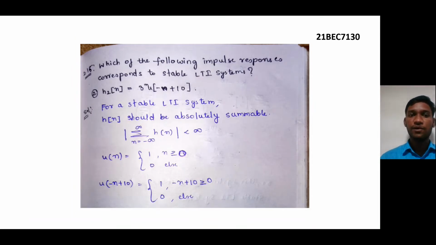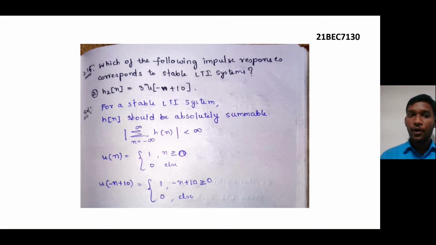Now the given impulse response is h2 of n equals 3 power n u of minus n plus 10. Here the point to notice is that u of minus n plus 10 is again a unit step function, but the argument is given as minus n plus 10. We already know that for a system to be stable LTI, h of n should be absolutely summable.